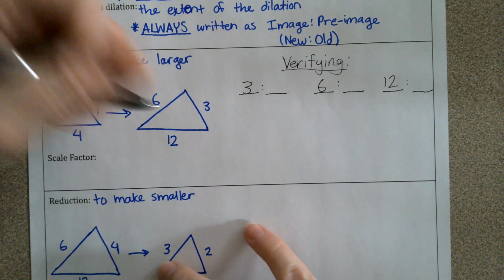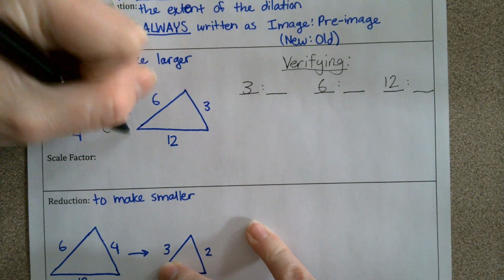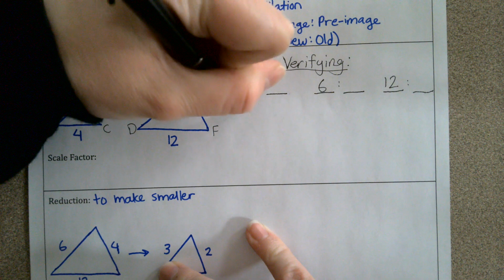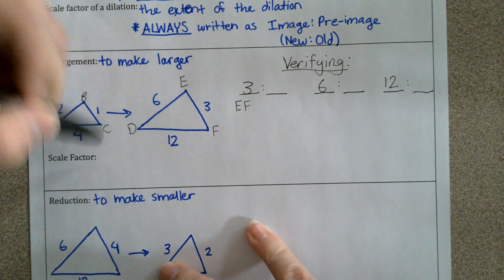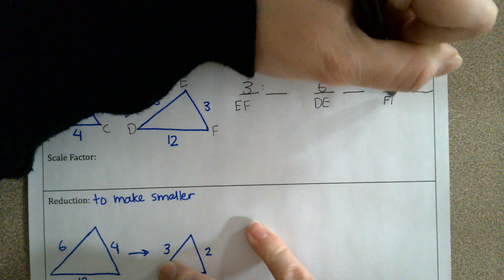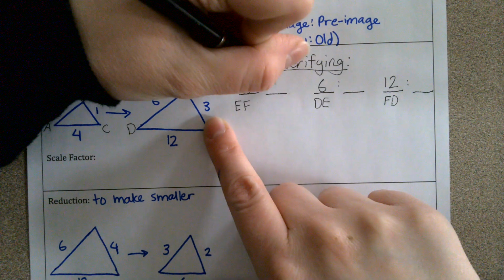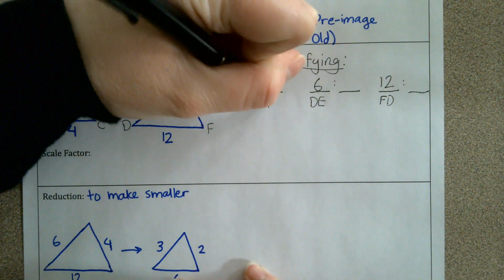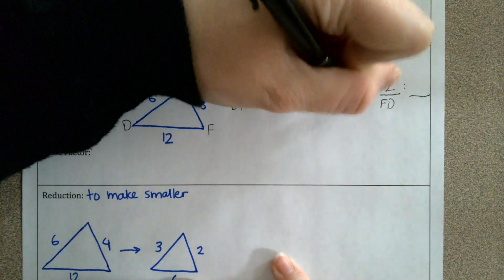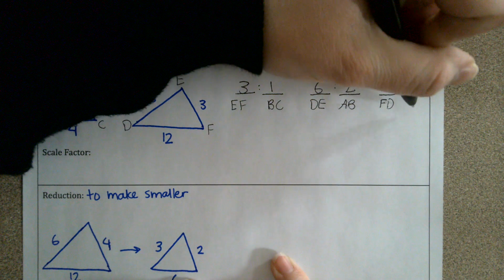And I can even break this down further if you'd want me to. Let me give some letters here. Call the first triangle ABC, second one DEF. So then side 3 is EF, side 6 is DE, and 12 is FD. So then in the other triangle, 3 goes with the smallest side 1, which is BC. 6 goes with the medium side 2, which is AB. And 12 goes with the largest side 4, which is CA.